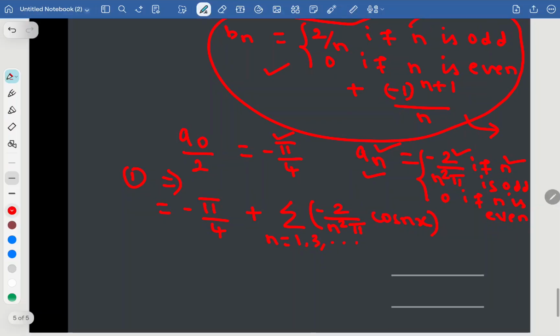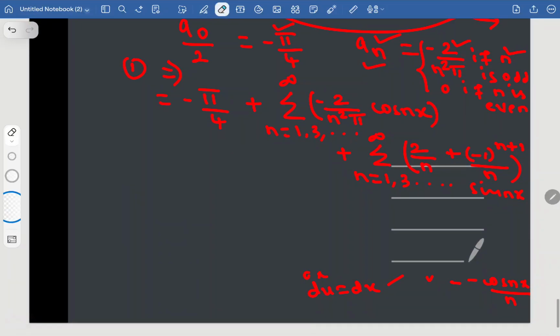This is an. Now for bn, summation. Here also n is even, the value is 0. I am going to write only for odd case, n equal to 1, 3. What is bn? 2 by n plus minus 1 power n plus 1 by n. These two terms I am going to add because this is I1, this is I2, into sin nx.